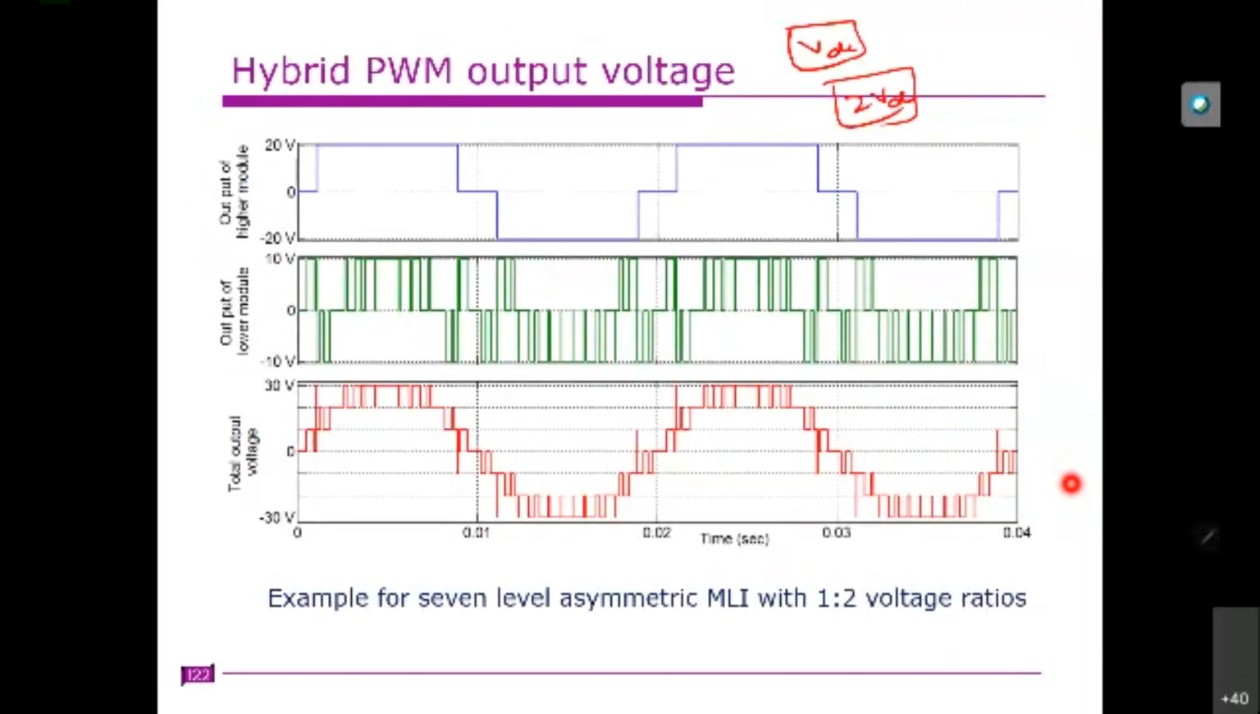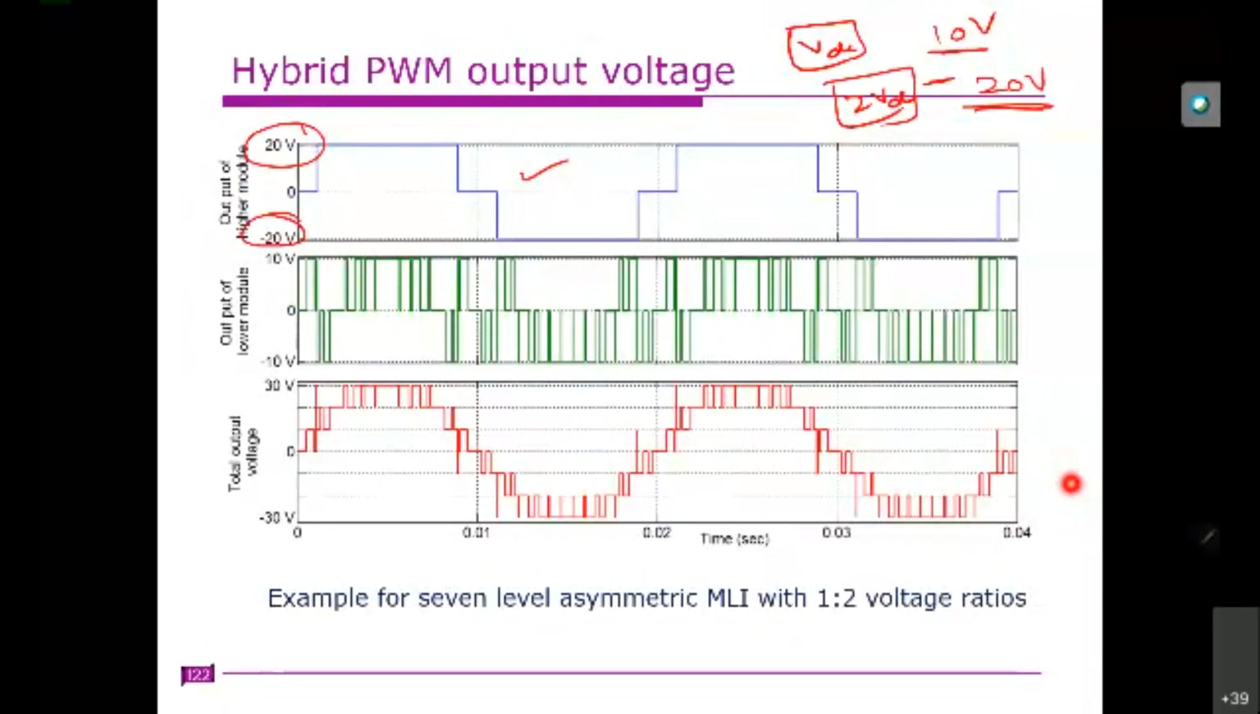So in this, whichever has the highest voltage will operate at the fundamental frequency. That means 2 VDC1 is operating at the fundamental frequency. In this example, I took VDC as 10, so 2 VDC is 20 volts, and this is 10 volts, right? So this 20 volts is operating at fundamental frequency, varying from plus 20 to minus 20, whereas this 10 volts is operating in PWM mode. This is operating in fundamental mode, and this is operating in PWM mode. Clear? And this is the combined output.